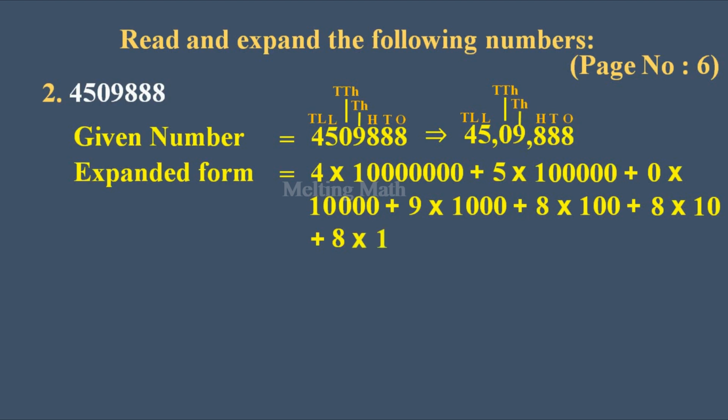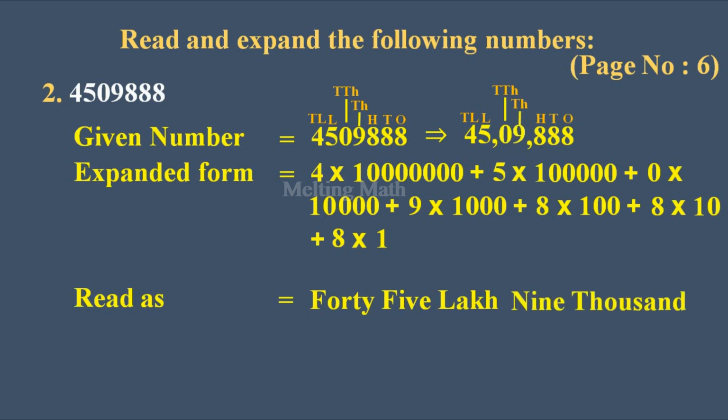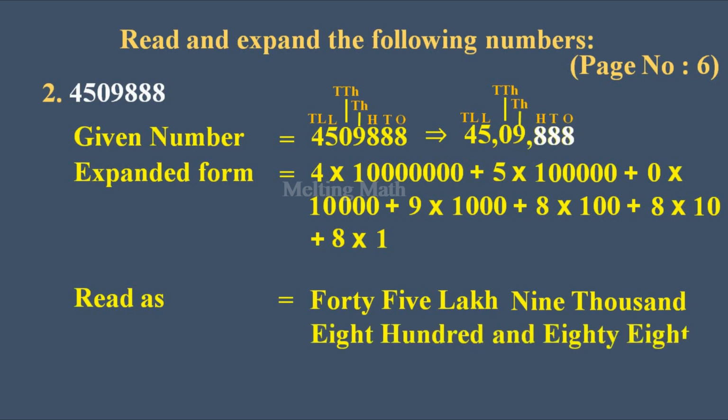Then we have to read this number. This 4 5 comes under the lakhs period, so just write 45 lakh. Next 09 comes under the thousands period, we consider it as 9, so just write 9,000. Next 888 comes under the ones period, so just write 888. So read it properly, that is 45 lakh 9,888. This is the expanded form of this number and this is how we have to read this number. Okay, so that's it.